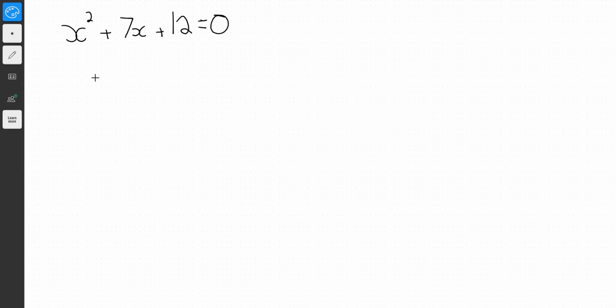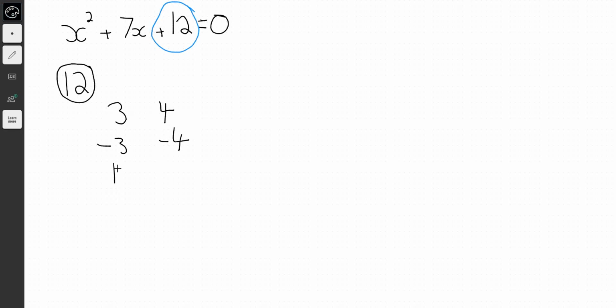Okay, here's another example. We've got x squared plus 7x plus 12, and again we're going to be focusing on this last number here. And again, the first step is to list all the factors, so things that multiply together to make 12. So we've got 3 times 4, minus 3 times minus 4. We've got 12 times 1, minus 12 times minus 1. We've got 6 times 2, and we've got minus 6 times minus 2.